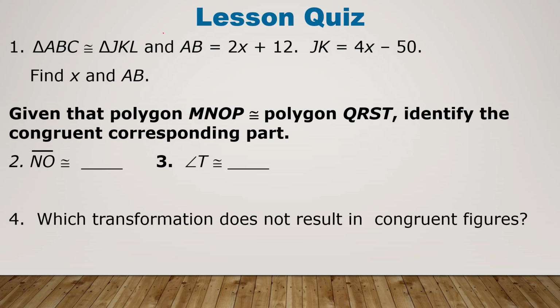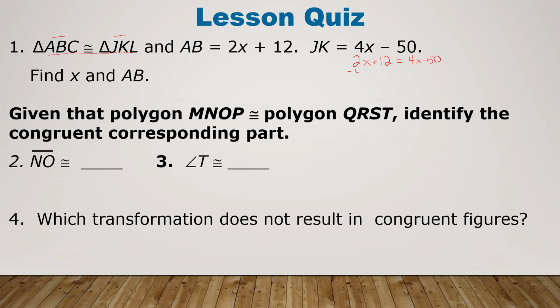Triangle ABC is congruent with triangle JKL, and AB is equal to 2x plus 12, and JK is equal to 4x minus 50. Find x and find AB. Well, hopefully we recognize that segment AB and segment JK are in the same positions in the statement here, which means they are corresponding parts and therefore congruent. Since they're congruent, they are equal to each other. So 2x plus 12, which is AB, is equal to 4x minus 50.